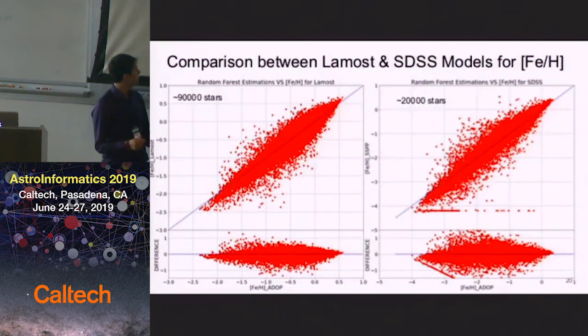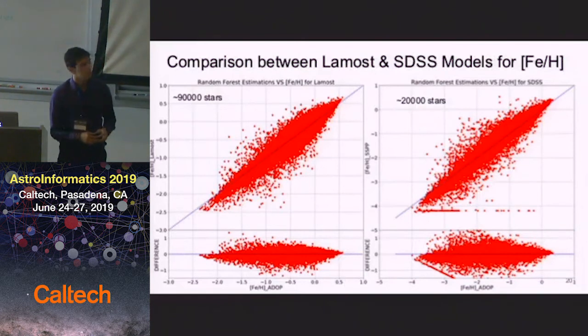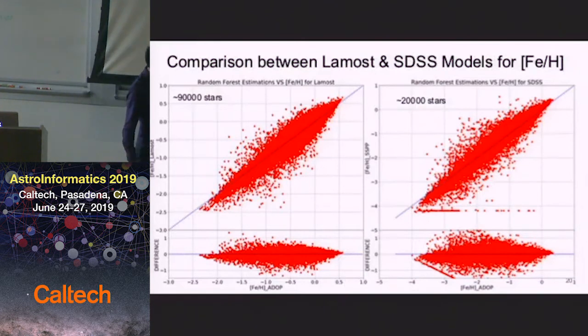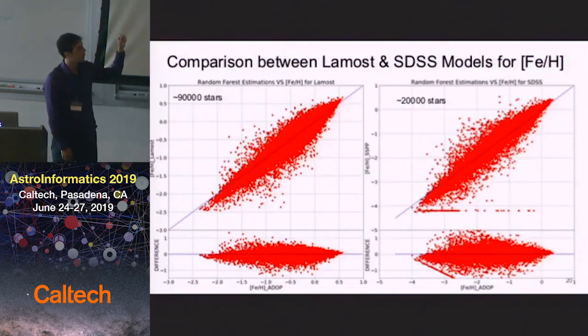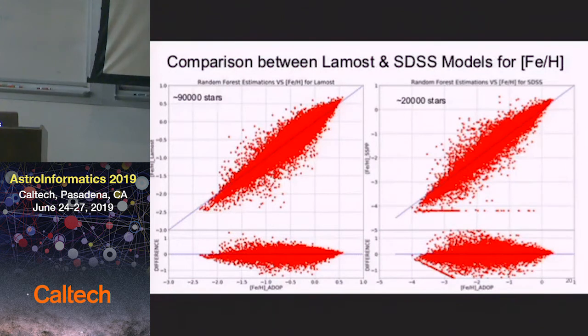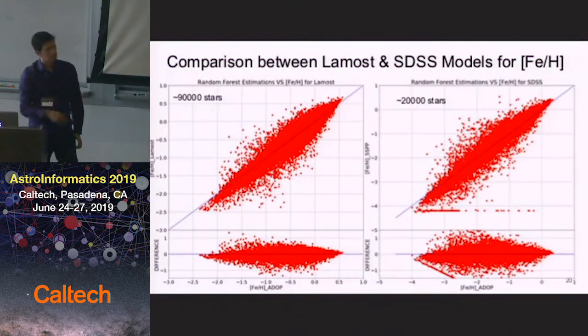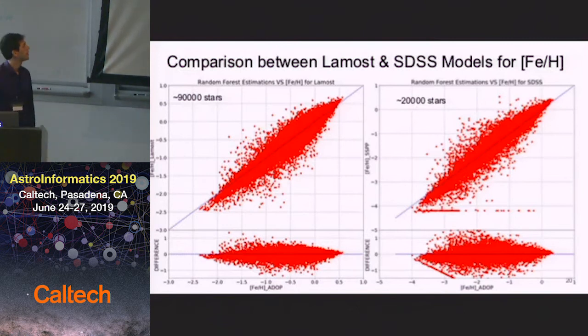I also did the same thing, but in order to estimate metallicity. So on the x-axis is the metallicity estimated by random forest, and on the y-axis is the metallicity adopted by both LAMOST and by Sloan, the pipeline of Sloan. Here with the metallicity, what I did is the opposite: train a model based on Sloan data and apply it to predict the metallicity on the other data set, the LAMOST data.